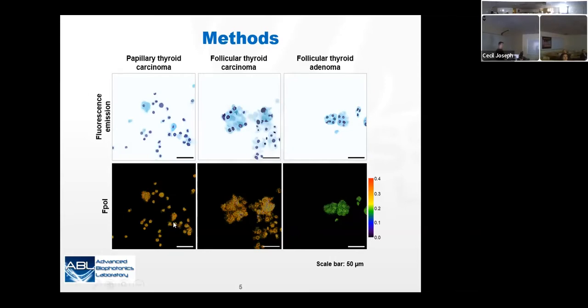Whereas in the bottom row, you can see the fluorescence polarization images, which have been pseudo-colored. The colors represent the fluorescence polarization value. So you can see they provide a measurement for each individual cell. In addition to that, it's very interesting that they provide distinct quantitative contrast between the cancerous cells in these two left panels, which are papillary thyroid carcinoma and follicular thyroid carcinoma respectively, versus the benign follicular thyroid adenoma cells in the rightmost panel.